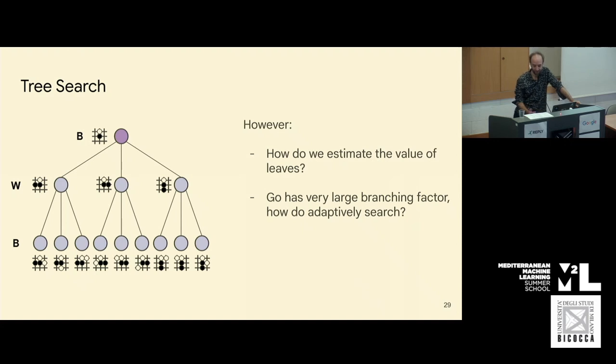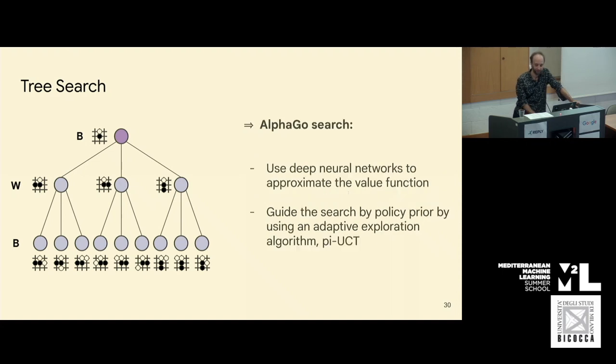And the second point I just mentioned is Go has a very large branching factor, so I cannot build the tree exhaustively. This will not work. It's impossible. So I have to be clever.